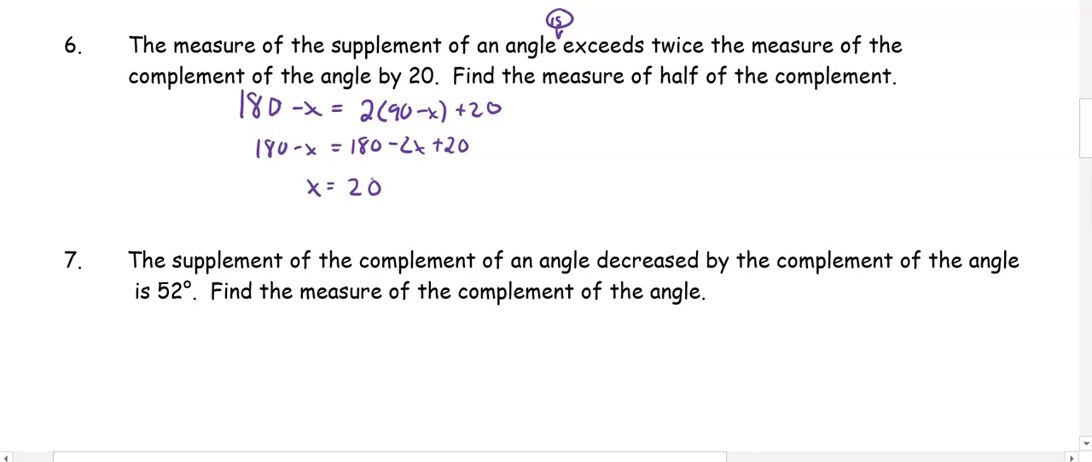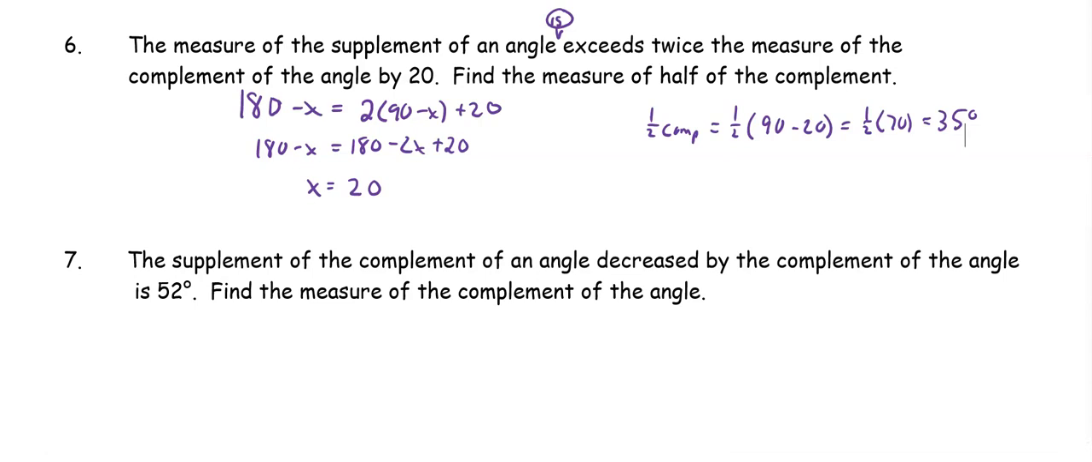Then we want to find the measure of half the complement. So we know the complement is 90 minus the angle, so 90 minus 20, and we want half of that. So we want half of 70, which is 35 degrees.